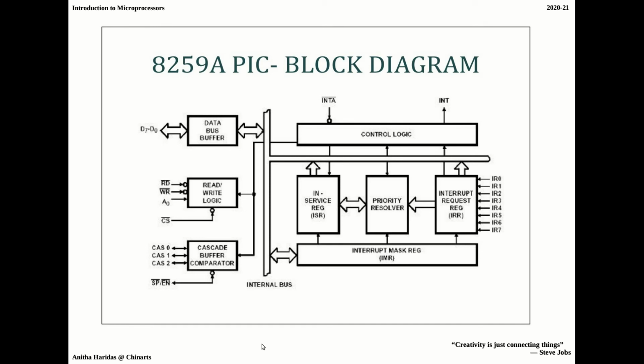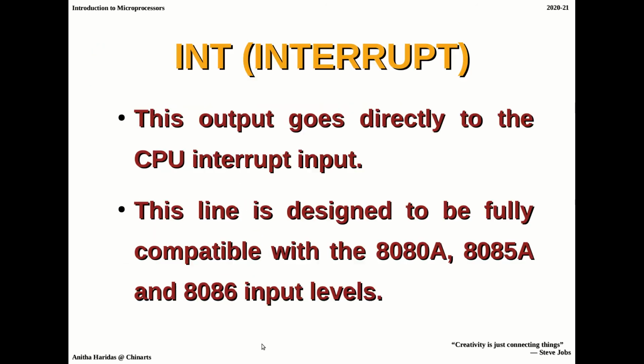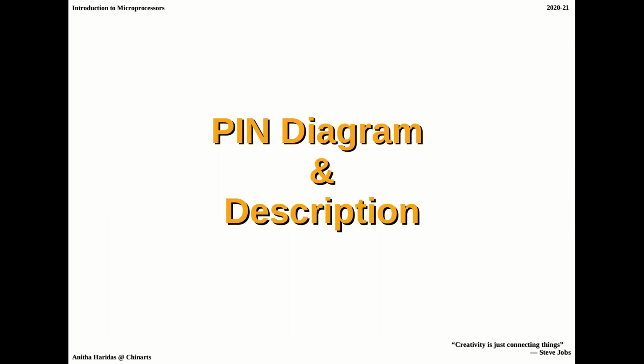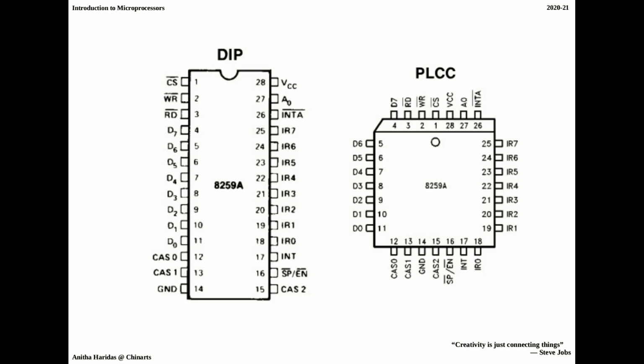So let us discuss the pin diagram. We have already seen that the 8259A comes in two different packages, dual inline package or plastic lead chip carrier package. In these two packages we have 28 pins available.